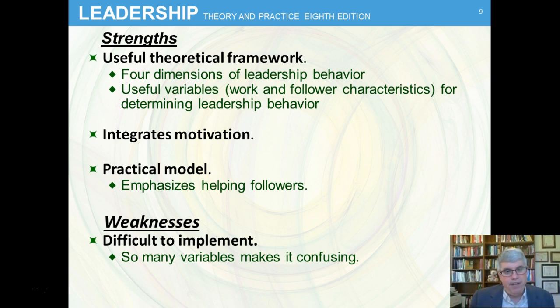Now, one of the weaknesses is that it's a bit difficult to implement because there are so many variables and it makes it confusing. And you kind of need to have some type of leadership course that forces you to sit down and say, okay, so how do the work and follower characteristics, how should they influence leader behaviors, and what are the 4 categories of leadership behaviors? It's an effortful process to make them all come together. But it still works, and it's supported by a good amount of research.